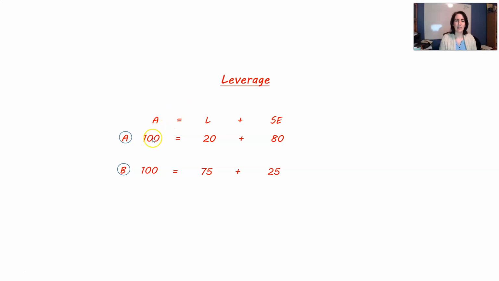The idea here is if you've got two companies that look the same, right? They have assets of 100, but company A is using less liabilities, more of their stockholders' equity to run their business, and company B has more liabilities, less stockholders' equity. And if they have the same amount of net income, what we're seeing here in company B is they're almost borrowing other people's money in order to grow their business.